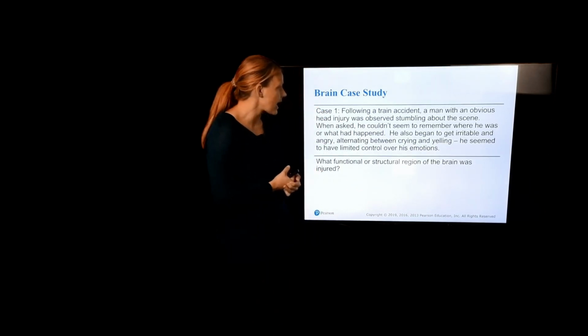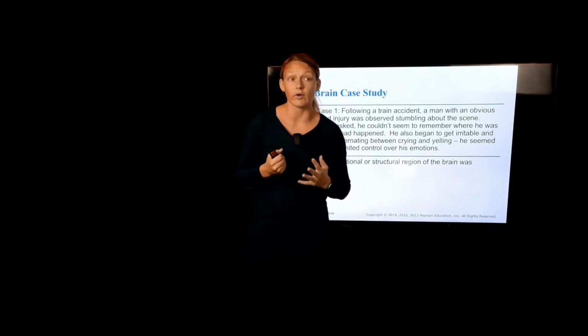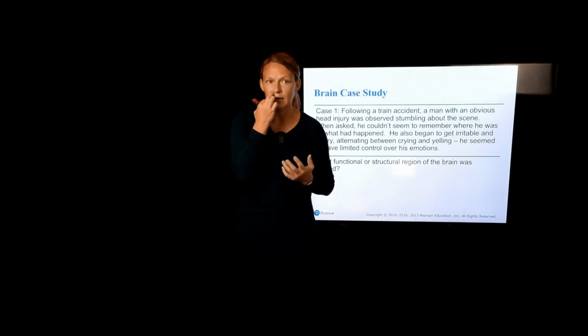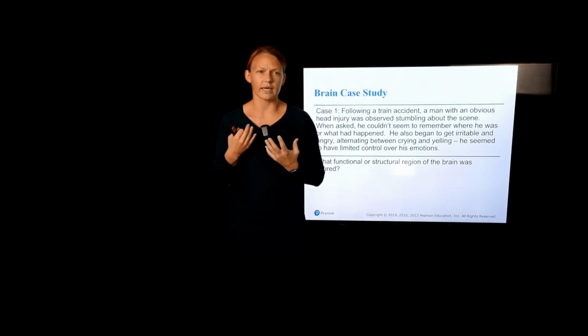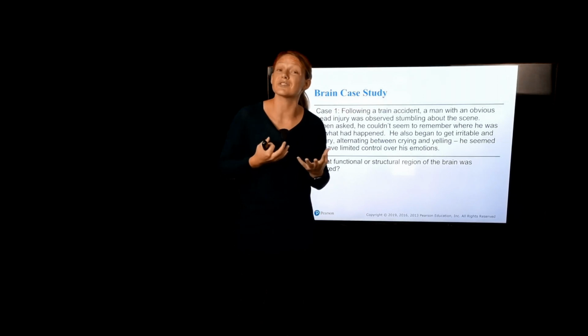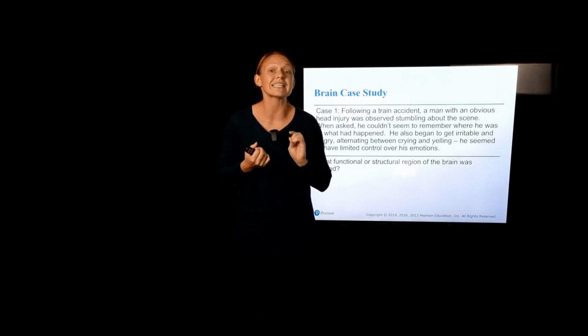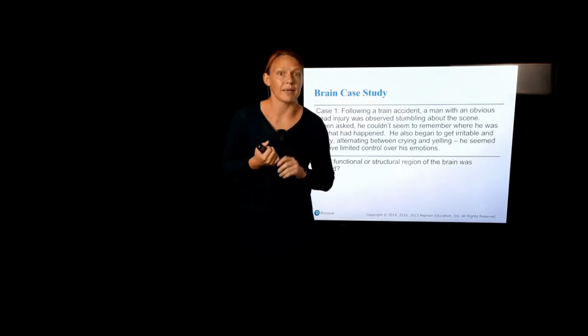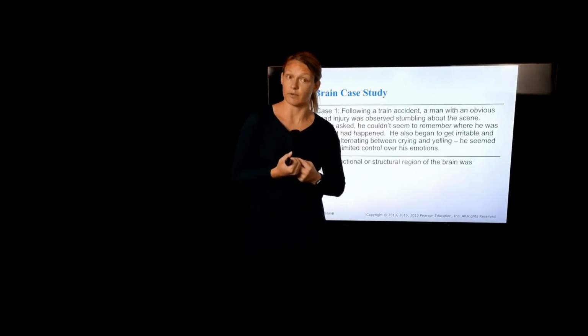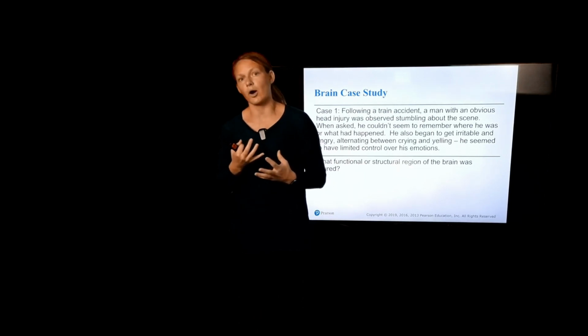It also says that he began to get irritable and angry. So he was crying, he was yelling, he really can't control his emotions. So what did we say controls our emotions, right? What's the main part of the brain that's involved in the emotions? We talked about it today. It's that limbic system, right? Maybe even parts of the hypothalamus, because the hypothalamus is the main controller of emotions. So it could be those different parts, right?